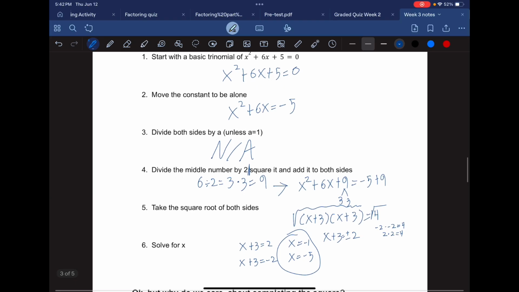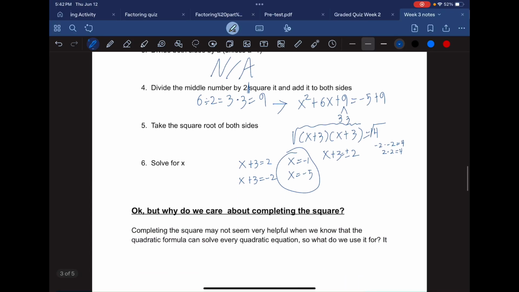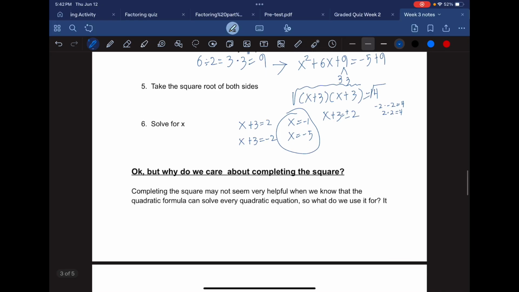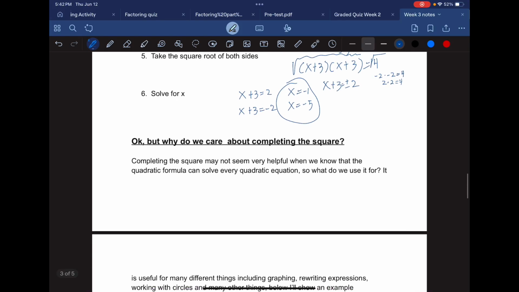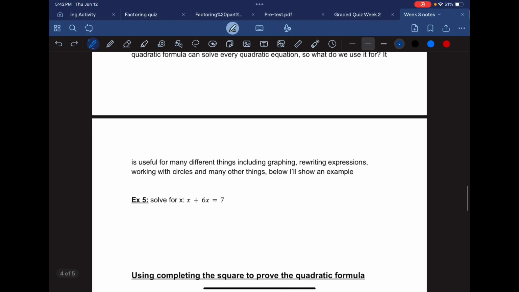And you may be asking, that sounds really complicated. Why does it matter? Why do we care about completing the square? It may not seem super helpful because we know that the quadratic formula can solve any quadratic equation. But we use it because it is useful for a few different things, including graphing, which is a big one, but we're not graphing yet. Rewriting expressions is the other big one that's more important to us at the moment, and then working with circles and many other things, which we're not going to touch on.